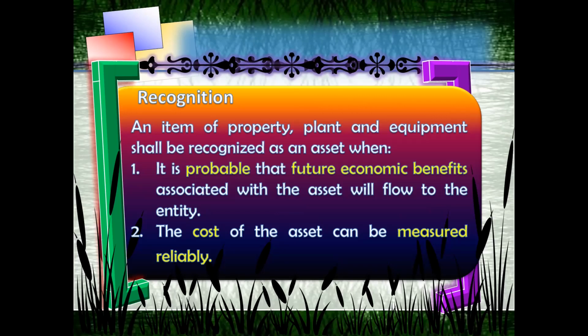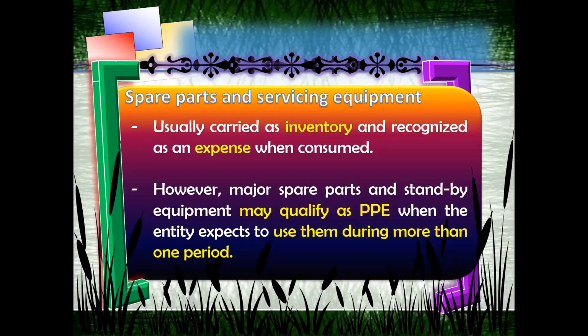So yung probable ang future economic benefits, tsaka mame-measure mo reliably yung cost. So pag present itong dalawang to, then we can recognize. So when you say recognize, we can include in our records, no? We have to record this particular asset. Okay. This is a special topic here.